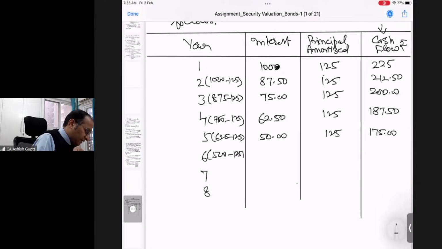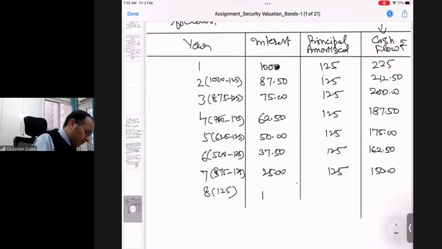$500 minus 125, 162.50, 375 minus 125. Interest will be 25 to 125. This will be paid. And in the terminal year, only 125 will be left. Accordingly, 12.50 will be interest and 125. So student, these are the related cash flows of the bond.